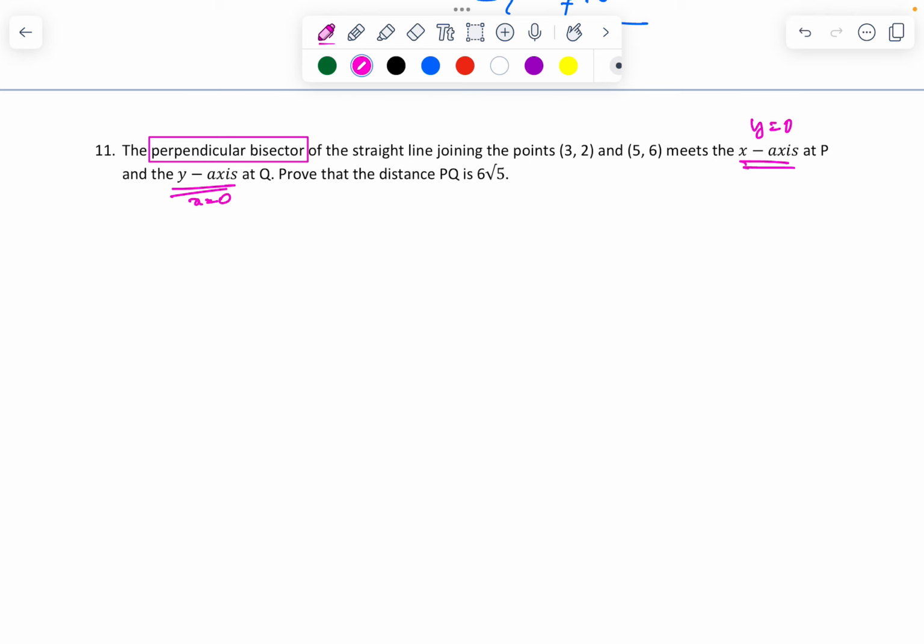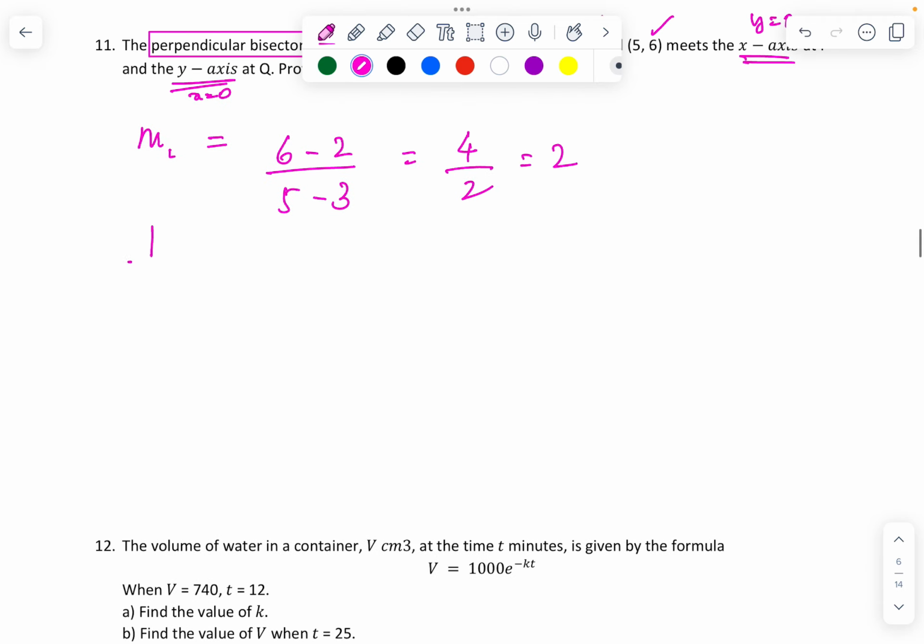Perpendicular bisector. So first let us find the gradient of the line, which is y2 minus y1 over x2 minus x1. So this gives me 6 minus 2 over 5 minus 3, oh, it's not 5, it's 6. So this gives us 4 over 2, which is 2. But we want the perpendicular gradient, right? So this is negative 1 over 2.